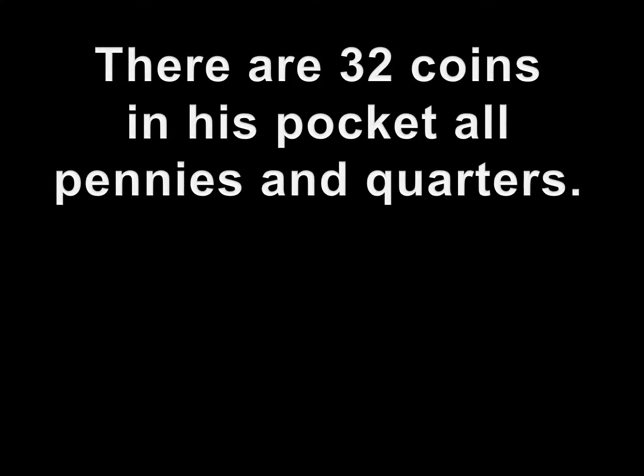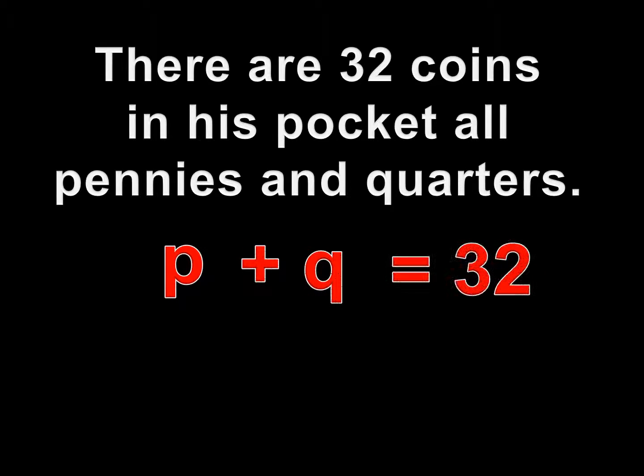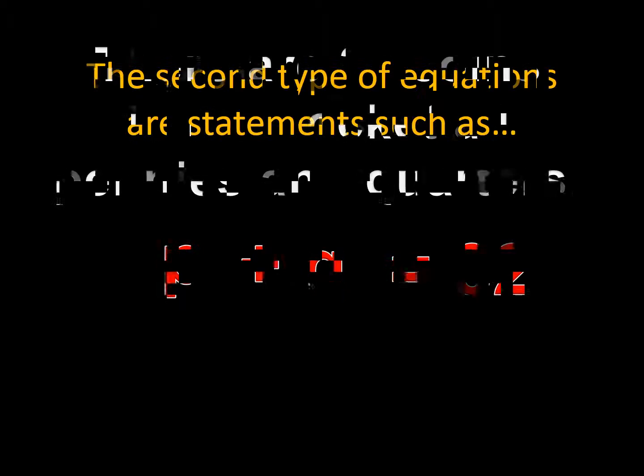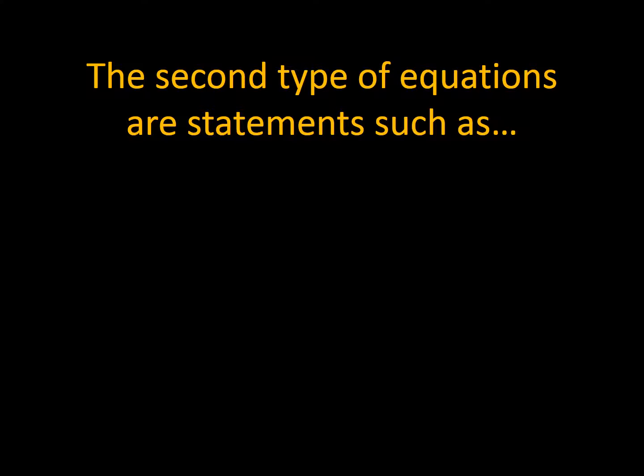Back to the mundane. There are 32 coins in his pocket, all pennies and quarters. I can think of only one equation for this problem. The equation is P plus Q equals 32. That should be enough practice on the first statement. If not, go back and re-watch the video. Pause the video after you are presented with the problem and see if you can write the equation yourself.